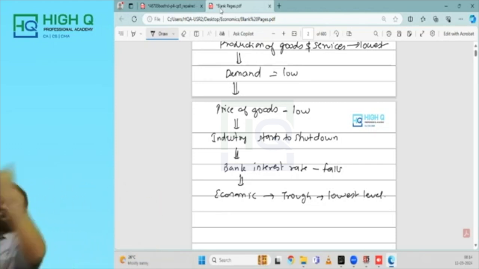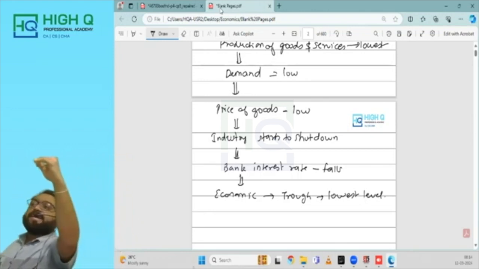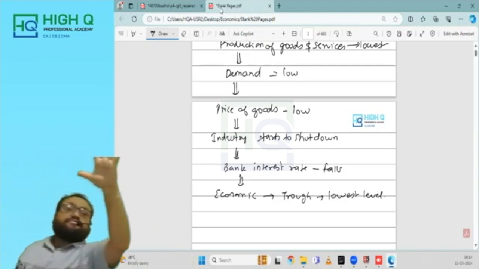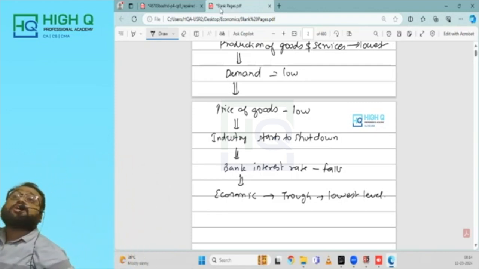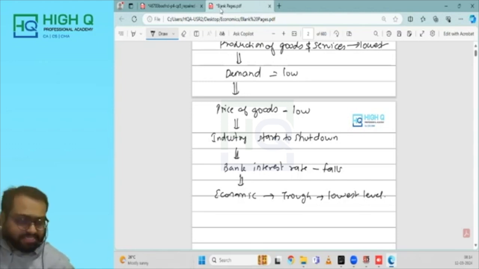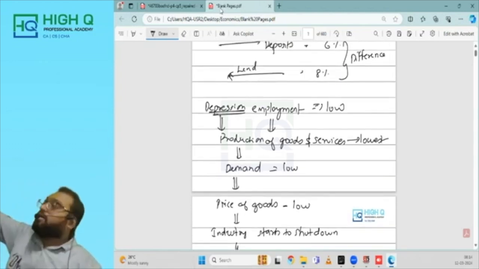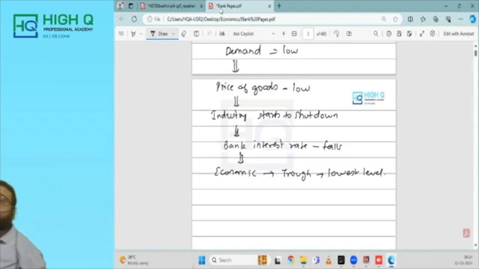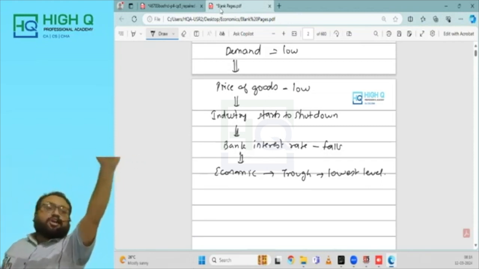What are the 5 phases? First, second, third, fourth, fifth. Depression or trough? Yes or no? During depression or trough, employment is low, production is low, demand is low, prices of goods fall. Industry starts to recover, the bank interest rate will change, and the economy slowly enters into recovery. Say yes or no?